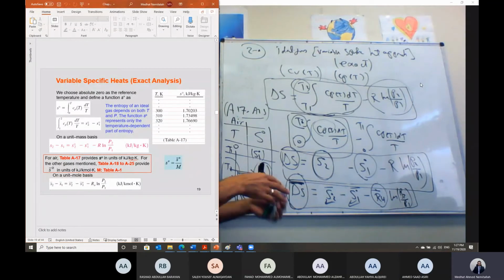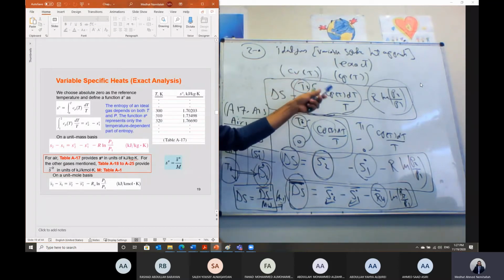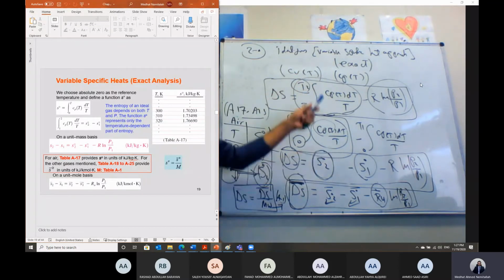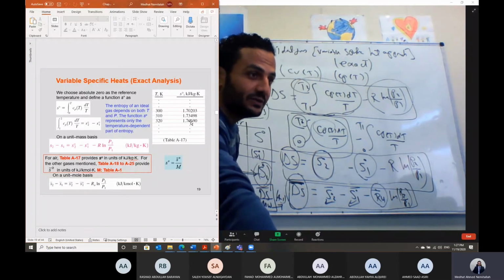So, Shabab, you will see we have a lot of equations, but it's very simple. I will just start from the TdS relation. Then I can develop the equation, either for the exact analysis, the approximate analysis with constant specific heat, or for the variable specific heat. I don't need to remember or memorize anything. Let's solve an example to see how we can proceed with that.